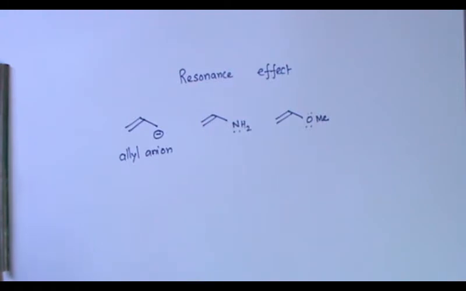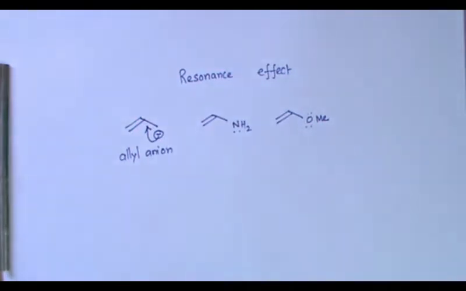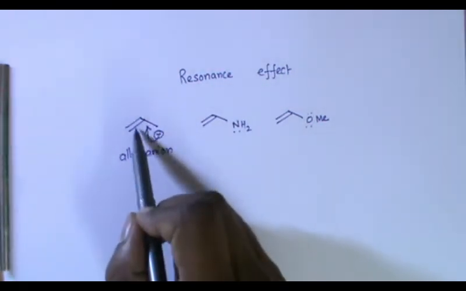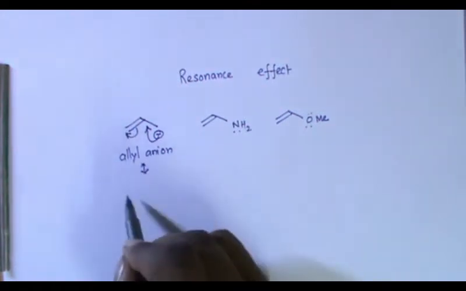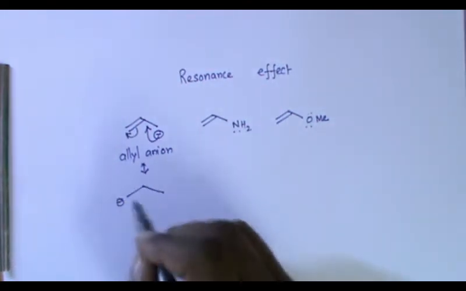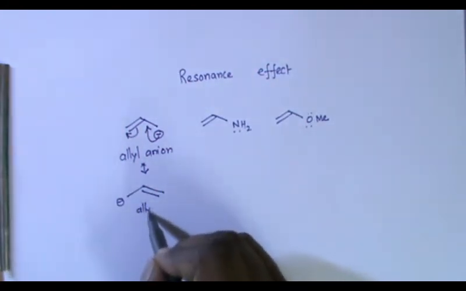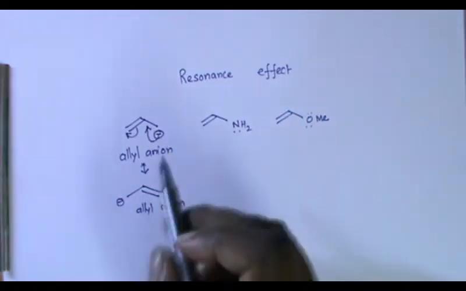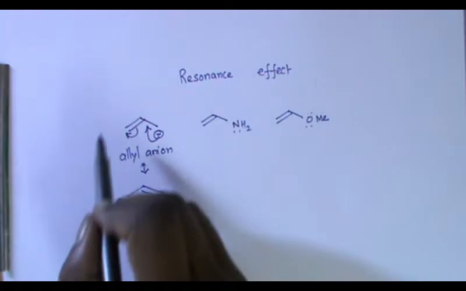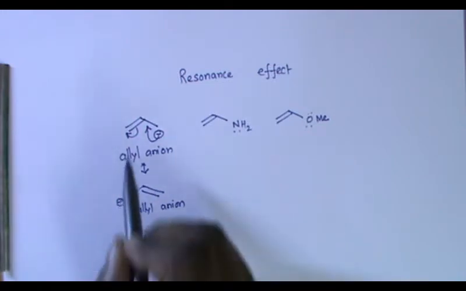Now the resonance is nothing but this minus charge can fall on this bond and this double bond can migrate onto this carbon to give this species. So again it is allyl anion. If there is some substituent here, or here, then it will be different. But in this case, it is a simple case. Both are the same.